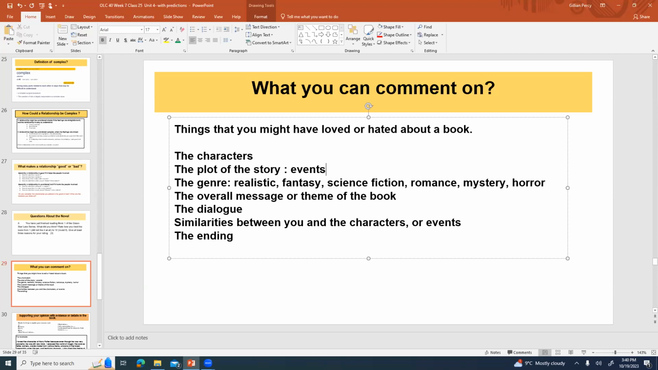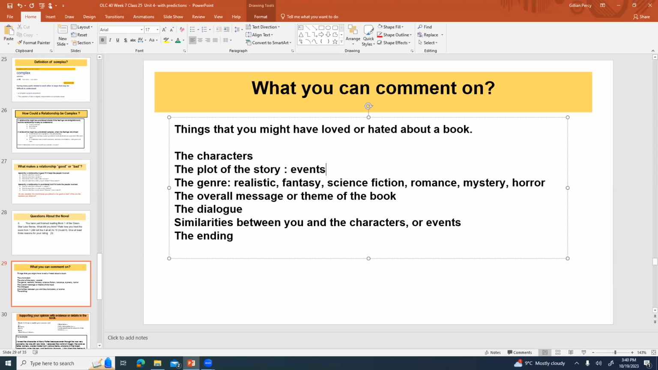The dialogue. This is one of those funny things. Some writers are amazing at dialogue, and it's like you can practically hear the people talking, like there's a little movie going on in your head. Some writers are not so good with dialogue, and it just doesn't seem realistic what they have people saying. That's a valid criticism.